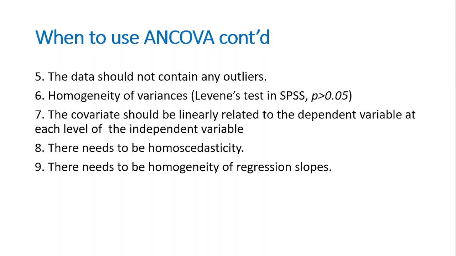There should be homogeneity of variances, which we will see in SPSS using Levene's test. The covariate should be linearly related to the dependent variable at each level of the independent variable. There is need for homoscedasticity, and there is need for homogeneity of regression slopes. This last assumption is one of the assumptions that must be met.